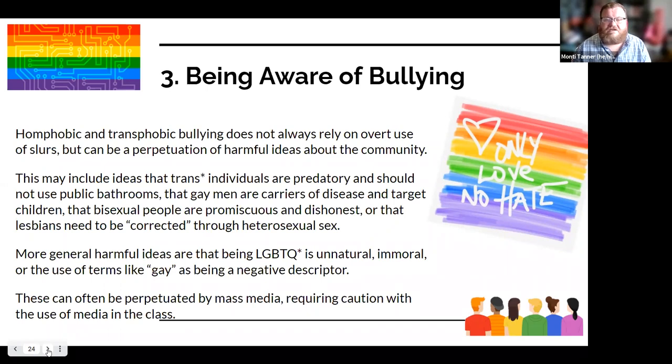Homophobic, transphobic bullying does not always rely on overt use, but can be a perpetuation of harmful ideas about that community. So there's ideas that trans individuals are predatory and shouldn't be allowed to use a specific washroom. General ideas that being queer is immoral, unnatural, or how about this?